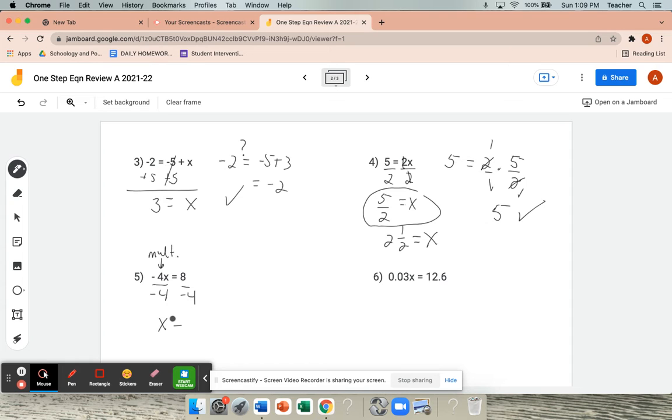So if we're multiplying by negative 4, we have to divide by negative 4. And then we get x equals, well, 8 divided by 4 is 2, and a positive divided by a negative is a negative. Let's check it out. Take the original equation and plug in our x. A negative times a negative is positive 8. Does that equal 8? Yes, it does.